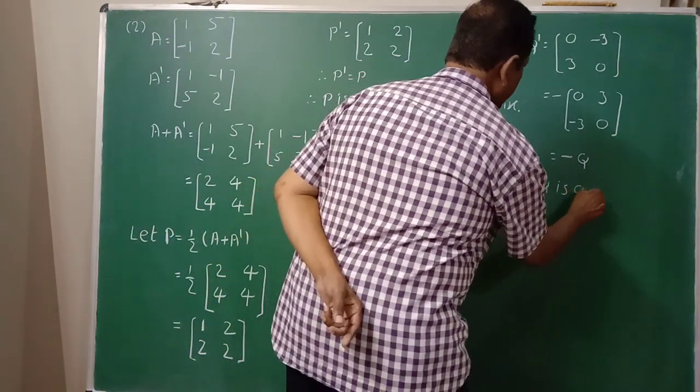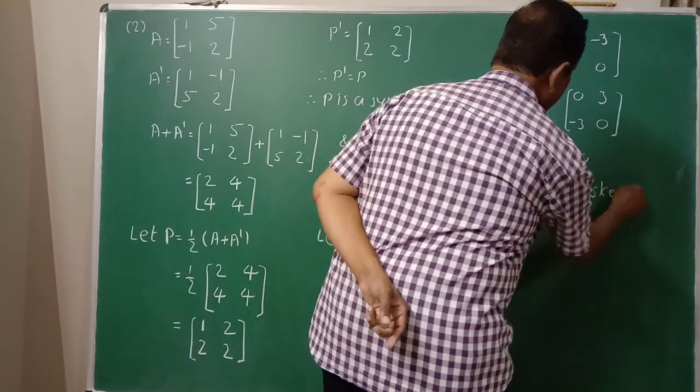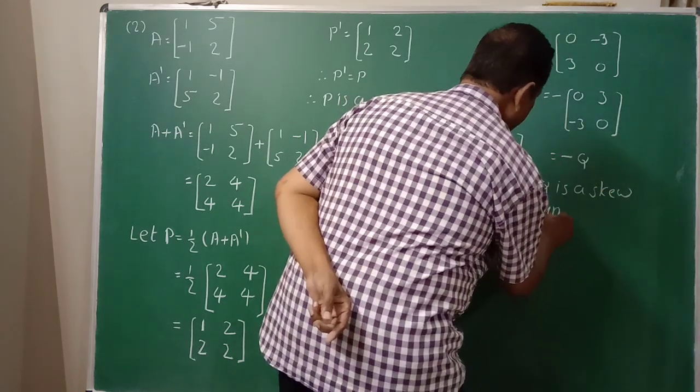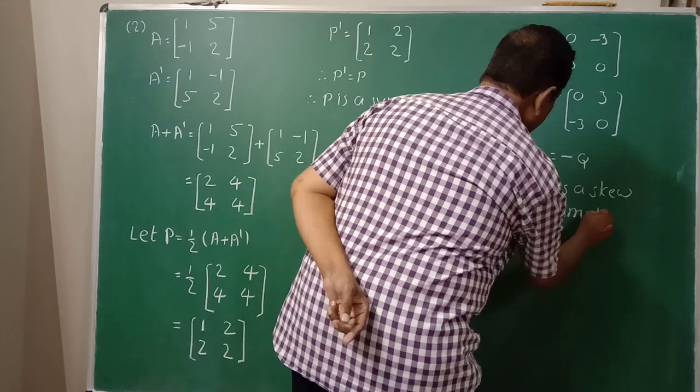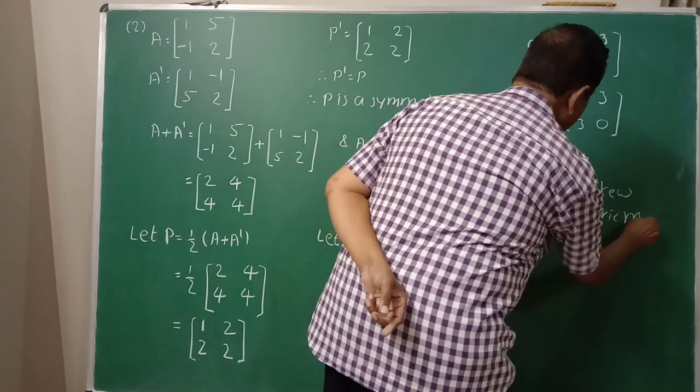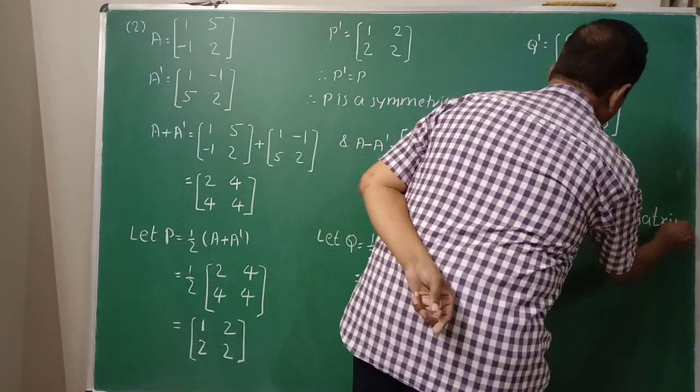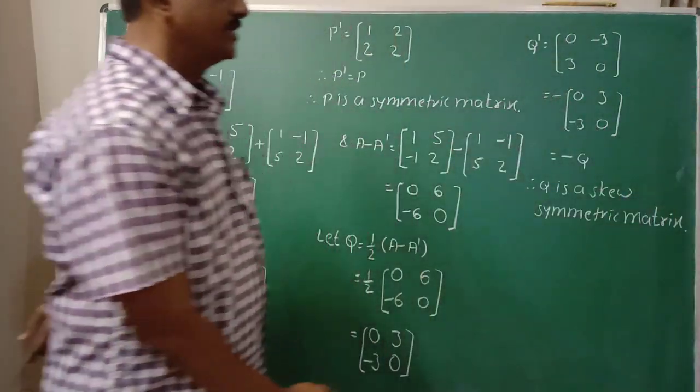Q is a skew symmetric matrix here. Okay, Q is a skew symmetric matrix.